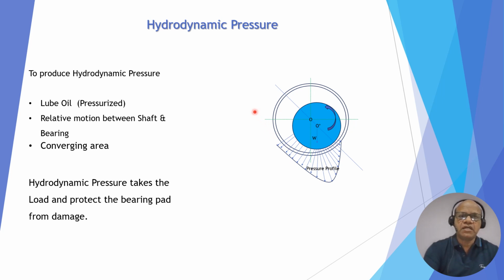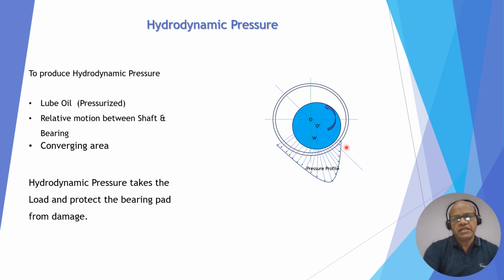So to have hydrodynamic pressure, what is the requirement? One is oil, of course pressurized oil. Then there must be relative motion between the shaft and the bearing, and the most important part is a converging area. If you see, the area is larger and keeps on decreasing to this point. So three parameters are required to generate hydrodynamic pressure. In fact, this pressure takes care of the load.